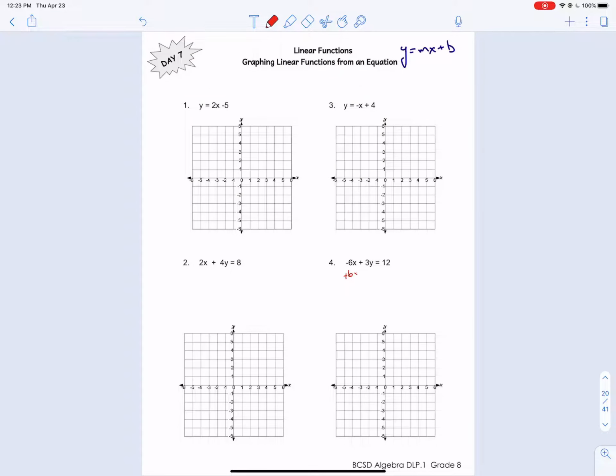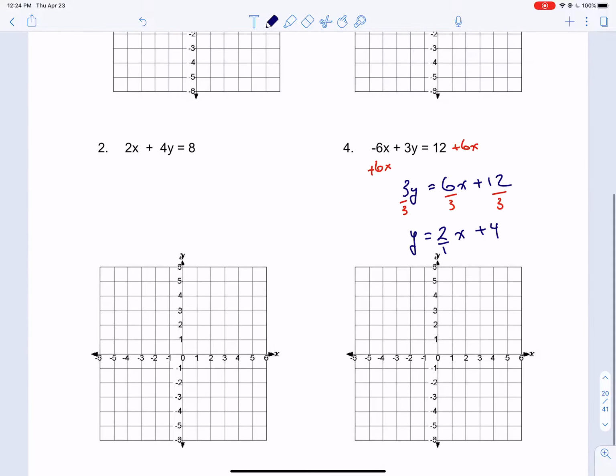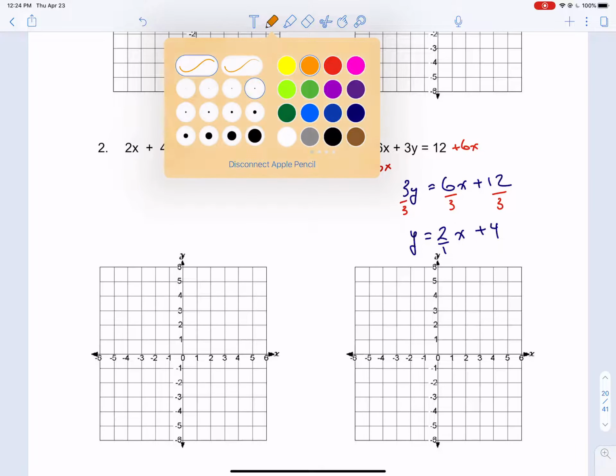So I'm going to add 6x to both sides. That's going to give me 3y equals, I'm going to put the x term first. Okay, and then divide both sides, which is the same thing as dividing each term by 3, because we want y equals, not 3y equals. So y equals 6 over 3, that's 2. Actually, I'm going to leave it as 2 over 1, x, plus 4. Okay, and so graphing this, we graph our y-intercept first, which is 4.